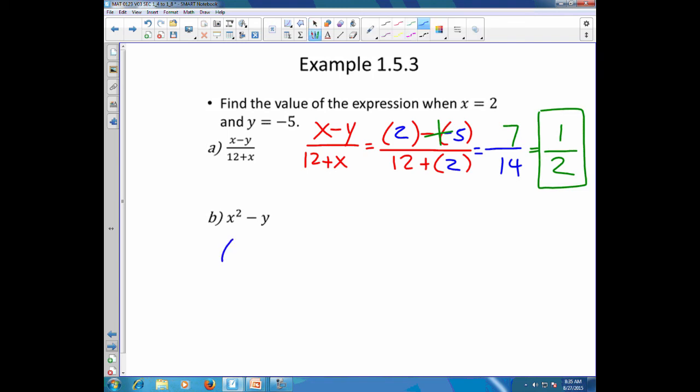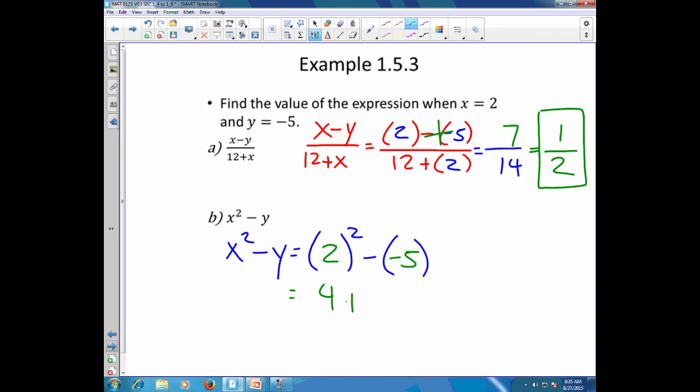Do a similar thing for part B. We're just going to replace the letters with parentheses. Right now we have x squared minus y. X is 2, y is negative 5. 2 squared is 4. Now minus negative 5, once again, 2 minus signs, that's going to become a plus. And 4 plus 5 is just 9.